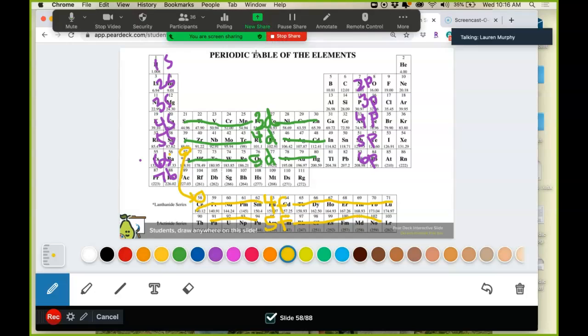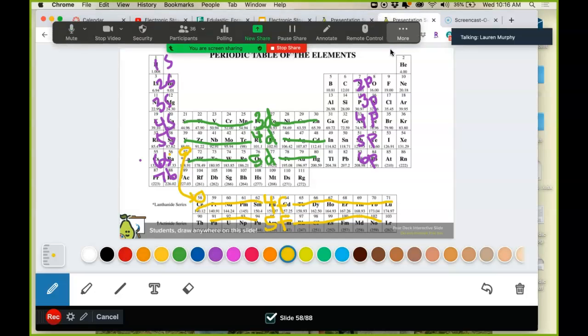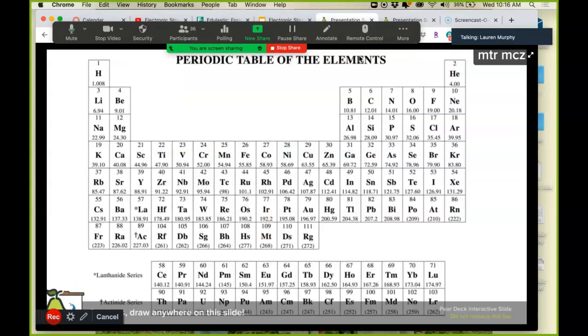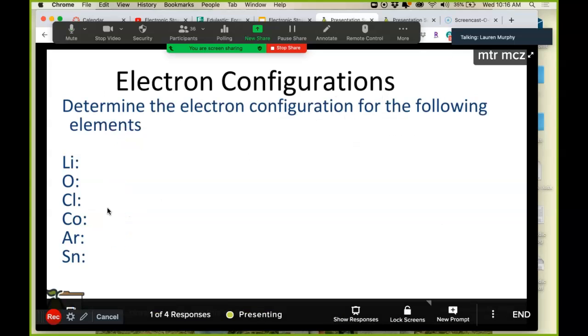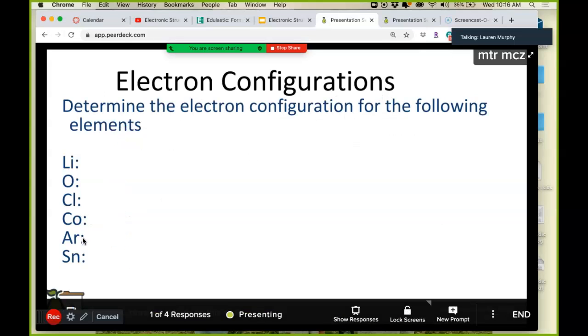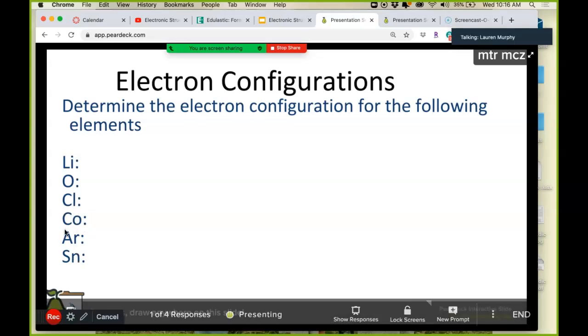Questions so far? So having said that, I want to give you a minute or two to please practice the cobalt and the argon and the tin. So I'll give you a minute or two to see if you can do those on your own.